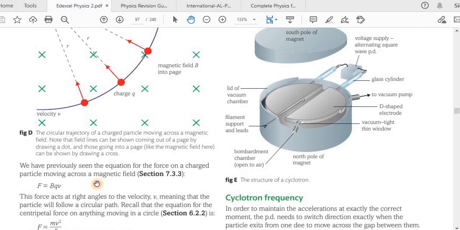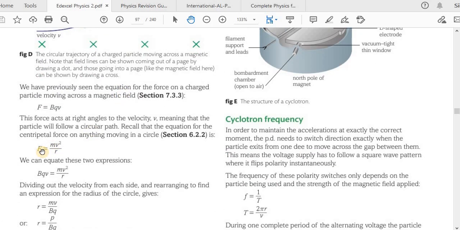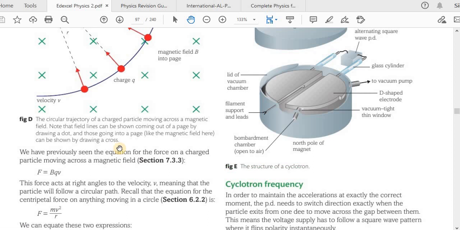F is the centripetal force. Now remember, centripetal force is not a force by itself. It takes the form of other forces. In this case, the centripetal force is the magnetic force, so we can set this equal to that. That's what is done here. This force shown in red is the magnetic force, and it is also the centripetal force.